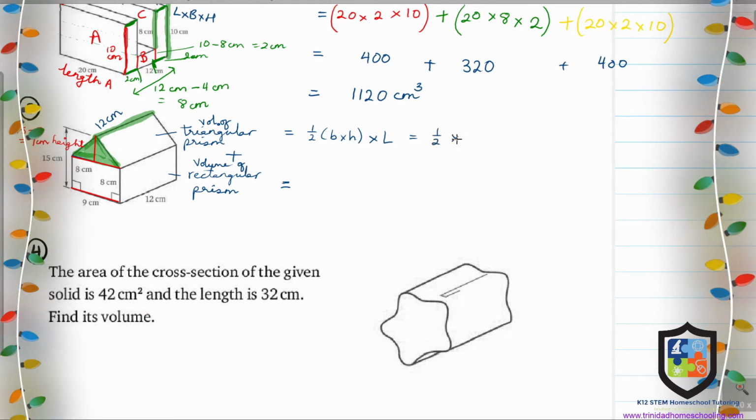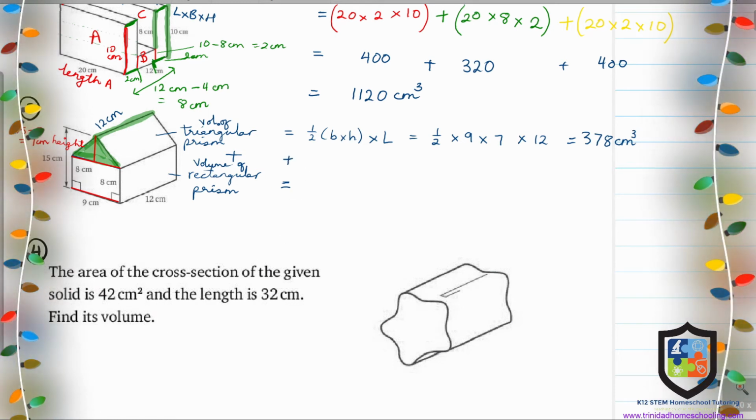Okay, so let's fill in my a half. My base is 9. My height is 7. And my length is 12. And that's going to give me 378 centimeters cubed. Please, we are finding volume.